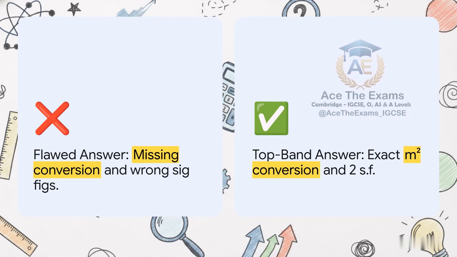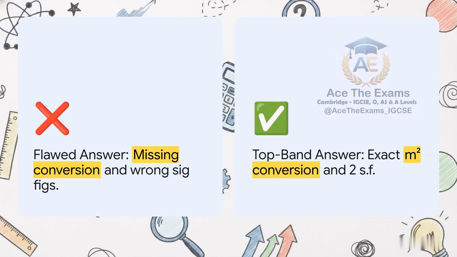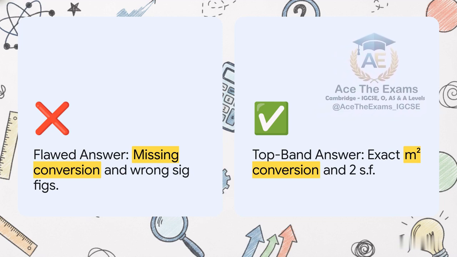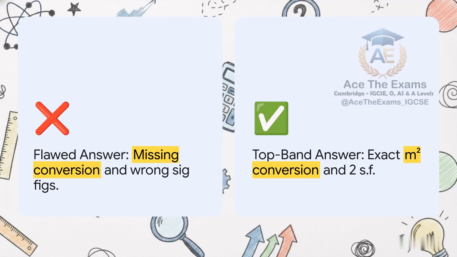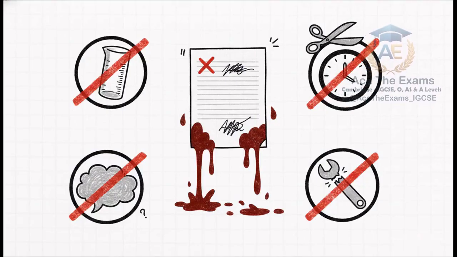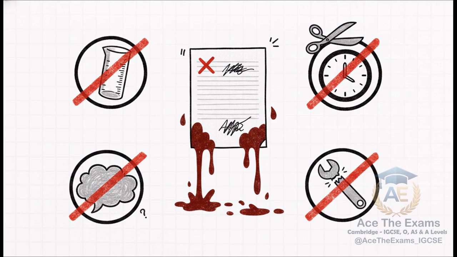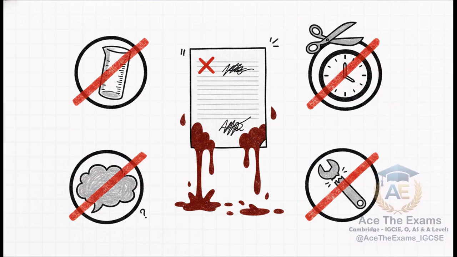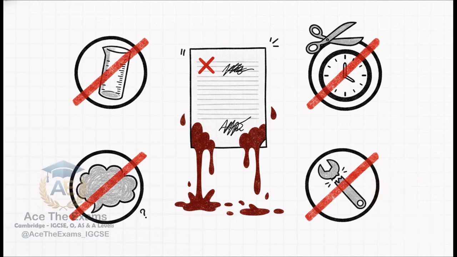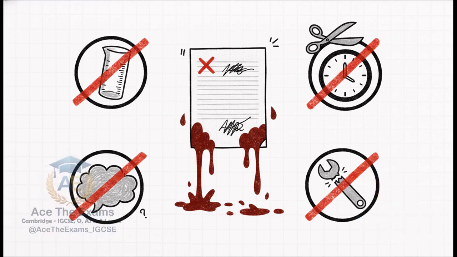This shows exactly where ordinary revision fails, because memorizing the formula just isn't enough when the examiner is actually testing your attention to detail. And honestly, this brilliantly illustrates a much larger reality about this paper. Students generally don't fail because they don't know the physics. Nope, they bleed marks by ignoring specific command word fulfillments and final answer checks.